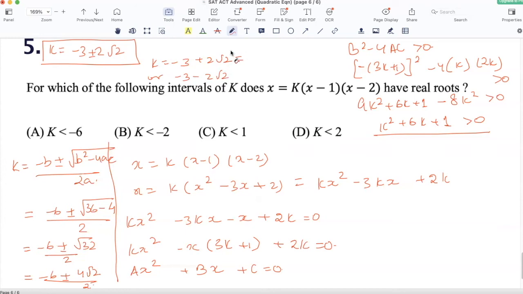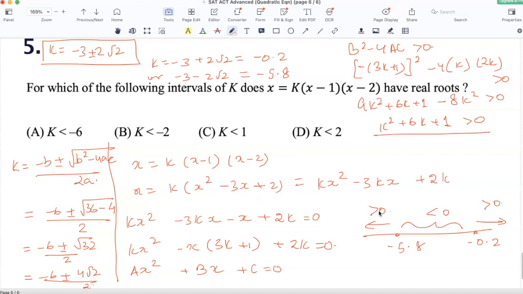So root 2 is 1.4, so 2 root 2 is 2.8. So minus 3 plus 2.8 will be negative 0.2, and minus 3 minus 2.8 would be negative 5.8. So if I showcase the roots as minus 5.8 and minus 0.2, then the expression k squared plus 6k plus 1 will be negative between the roots. Greater than minus 0.2, it would be positive, and less than minus 5.8, it's again positive, right?